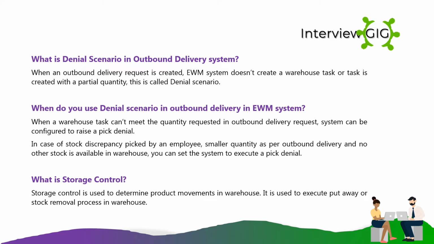What is a denial scenario in the outbound delivery system? When an outbound delivery request is created, the EWM system doesn't create a warehouse task, or the task is created with a partial quantity. This is called a denial scenario. When do you use a denial scenario in outbound delivery in the EWM system? When a warehouse task can't meet the quantity requested in the outbound delivery request, the system can be configured to raise a pick denial. In case of a stock discrepancy, where an employee picked a smaller quantity than per the outbound delivery and no other stock is available in the warehouse, you can set the system to execute a pick denial.